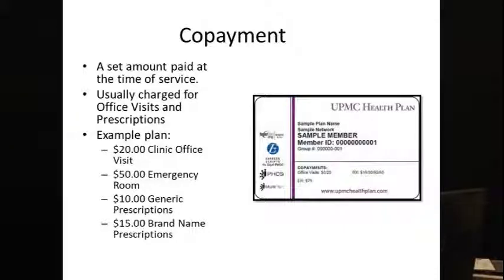A 99213 is a 3rd level office visit, about 15 minutes with a patient who's already established in the facility, not a new patient. Okay. There's 99211, which is level 1, 99212, level 2. You kind of get the picture. Okay. So that's a copayment, a set amount paid out of pocket at the time of service.